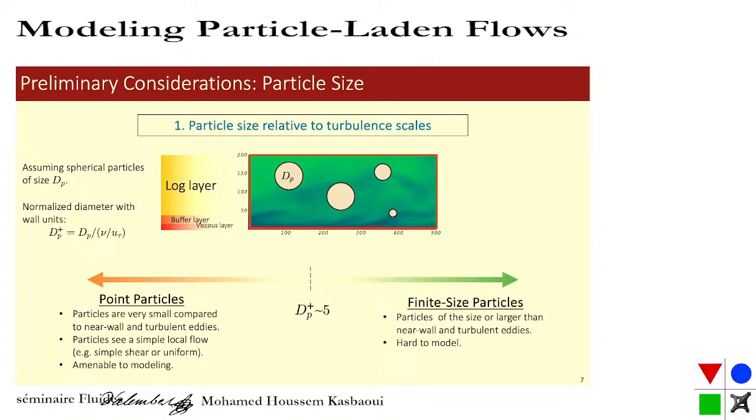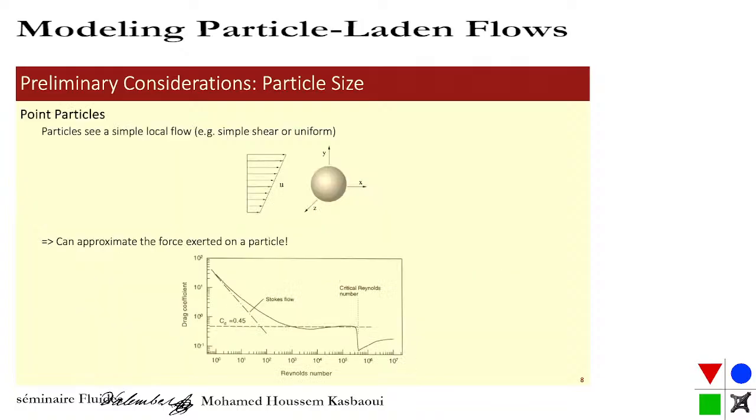It's a uniform flow or a simple shear flow, and that allows us to do a lot of modeling. So this is going to be considered as the point particle limit. If you have particles that are larger than dP plus of 5, those particles are too large. They may have a size that's comparable to the flow structures in the turbulent boundary layer, and the simple models that we have are not going to apply. So these are harder to model and require more computational effort.